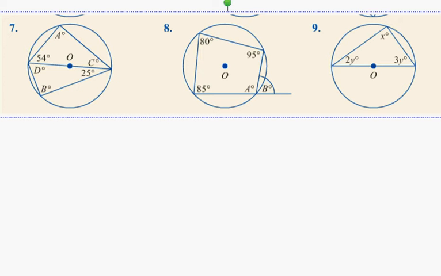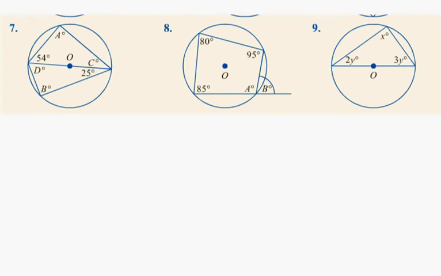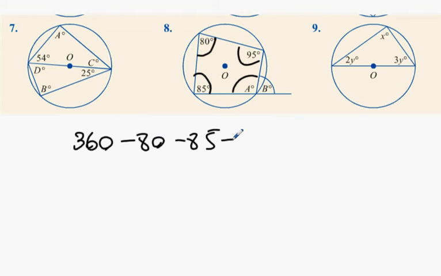So in question 8, you have a four-sided object. What do all four angles have to add up to in this four-sided object? They have to add up to 360. So you get your 360, you take away your 80, you take away your 85, and you take away your 95. What do you get? 100. So this here, angle A is 100.